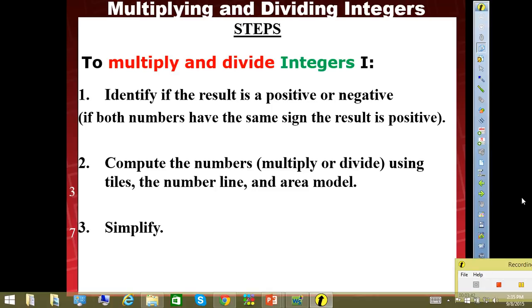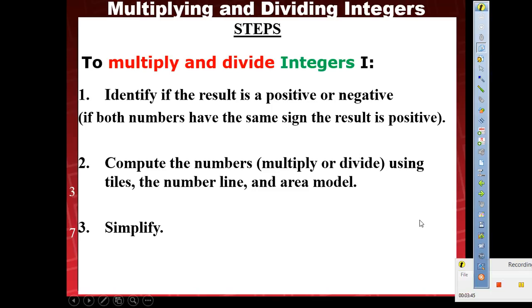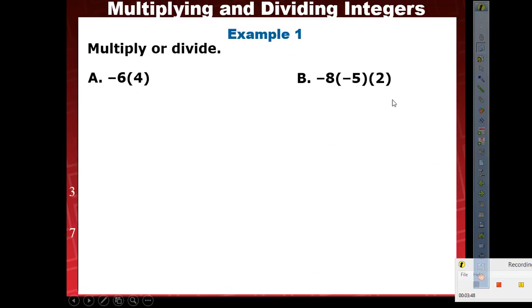All right, here we go. So with that said, you got the steps. Copy this down, please. Example 1, multiply or divide. A is -6 times 4, and B is -8 times -5 times 2. Copy those, and then I'll go over this one before you copy it. Go.